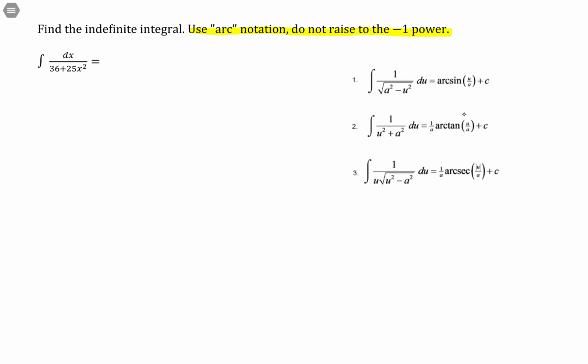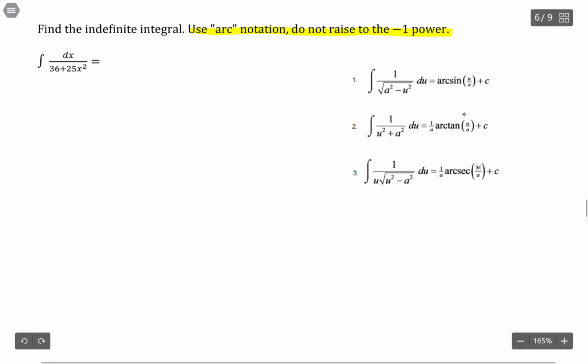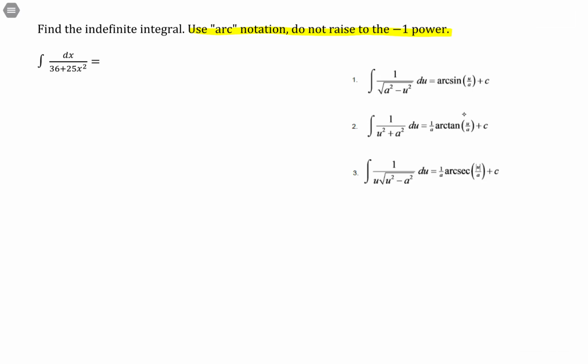So these are the arc-trig functions. And the arc-trig function that fits this pattern best is the arctangent rule. So what we will do then is identify what u squared and a squared are and just use the formula. There's not much to this otherwise.